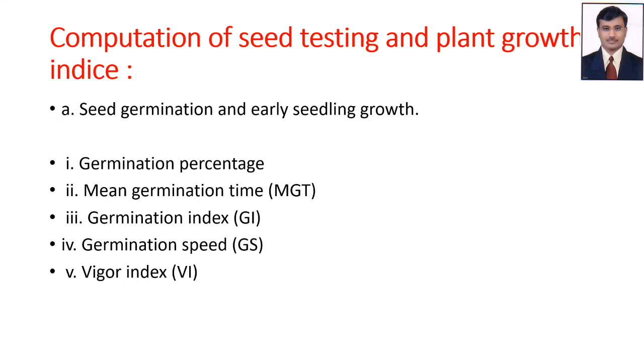Next point, computation of seed testing and plant growth index. In that point, we have to study seed germination and early seedling growth. In that point, we have to study 5 sub-points. First one is germination percentage, that is GP. Second, mean germination time, denoted by capital M, capital G, capital T. Third one is germination index, GI. Fourth one, germination speed, GS. And fifth one is vigor index, VI.